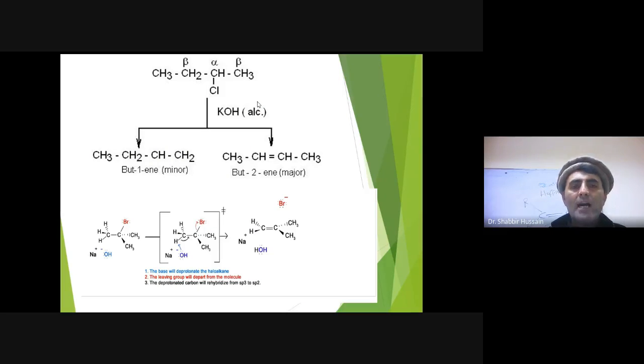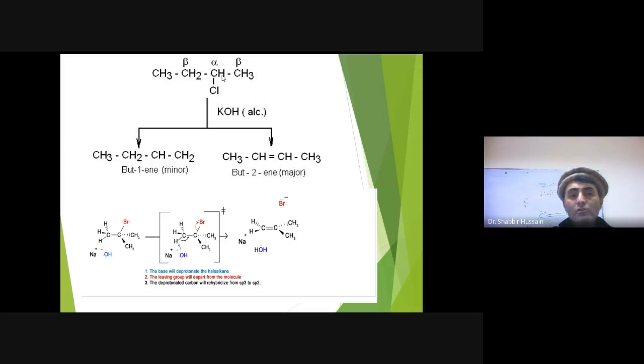The second process is from alkyl halides. We can prepare alkene from alkyl halides when treated with alcoholic potassium hydroxide, then through elimination reaction, alkene is obtained. But this is a special case. Here you see the carbon directly bonded with a functional group is called alpha carbon, and the carbons adjacent to alpha carbon are called beta carbons, right?